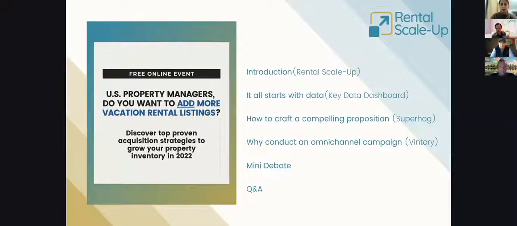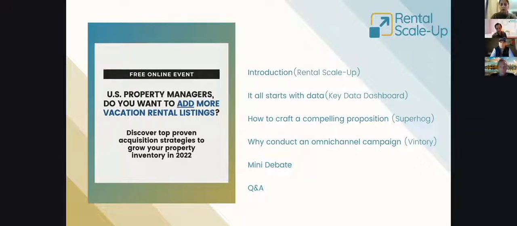The key question is basically how you can add more vacation rental listings, create a great home acquisition campaign, for example. I will give a quick introduction about some data in the market, how things are going now in the US in terms of supply. You see it's a bit tight. We'll be talking also how to start your home acquisition campaign, and it all starts with data. And Key Data Dashboard will take us through there to help us understand how you pick which market to go to, the right property types, for example, and how you get owner data.